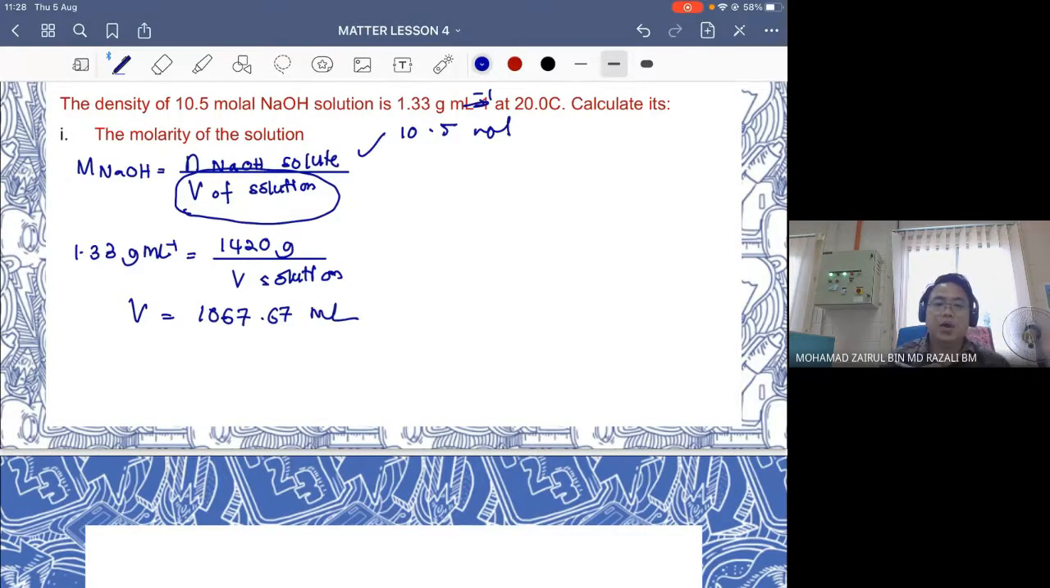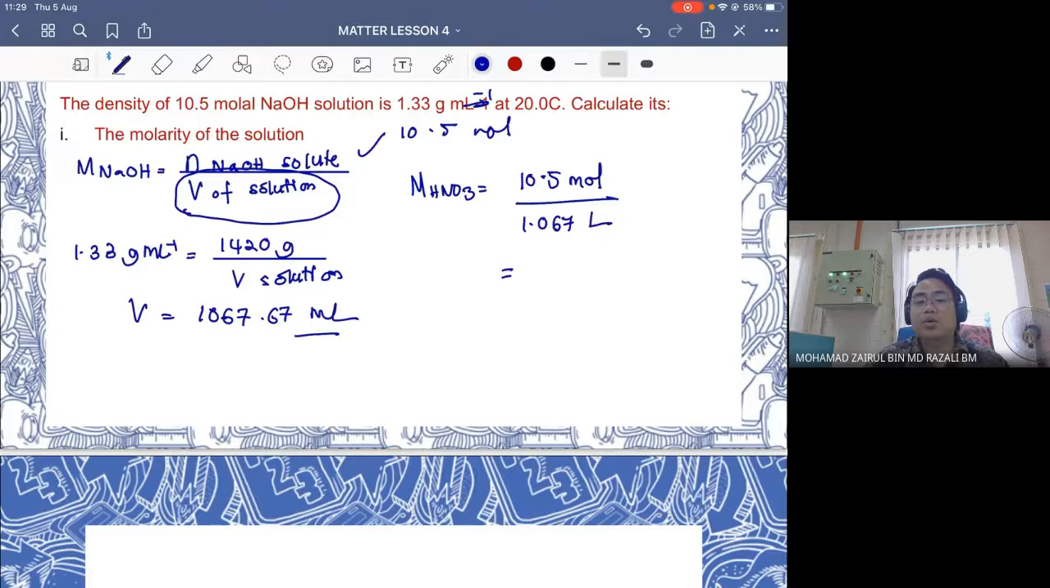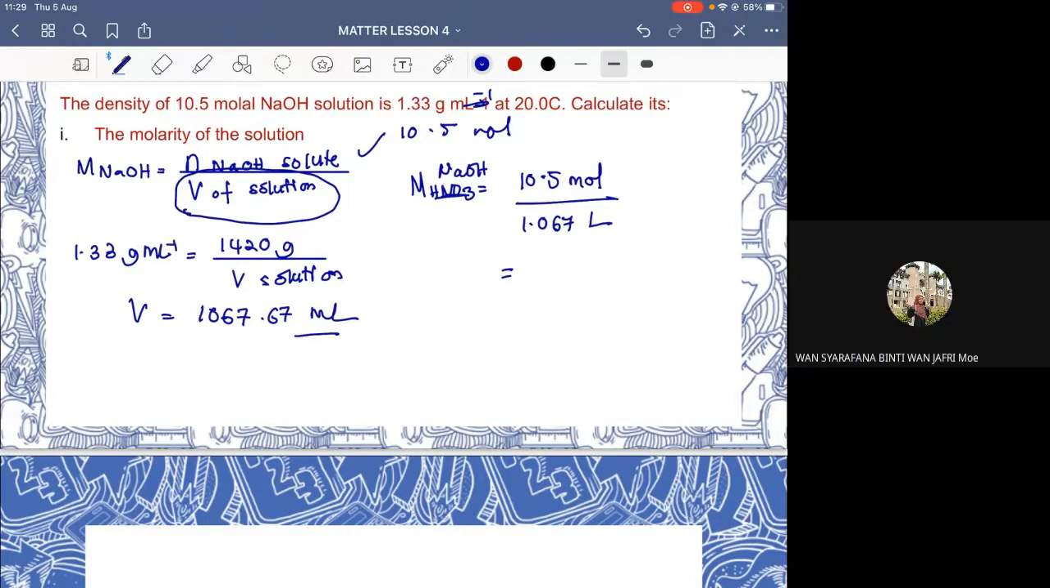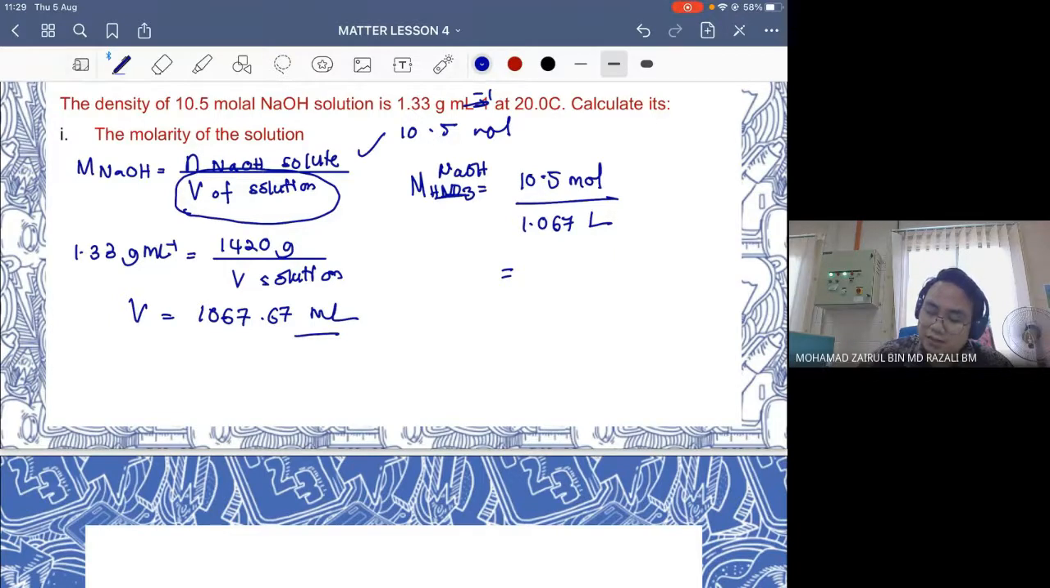ml. Okay, now we have the volume, so we can find the molarity, which is 10.5 mole divided by, so we need to convert this one to liter, so 1.067 liter. So if you calculate, what is the molarity of NaOH, molarity of NaOH berapa? Kalau kira 9.84. Okay, unit? Molar. Okay, molar. Okay, dah settle.